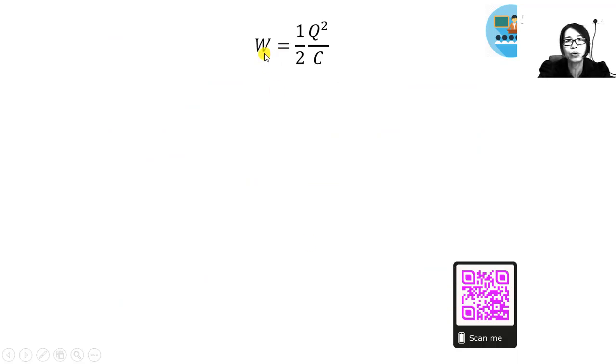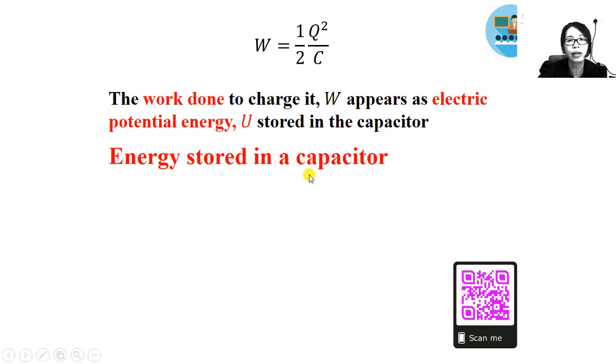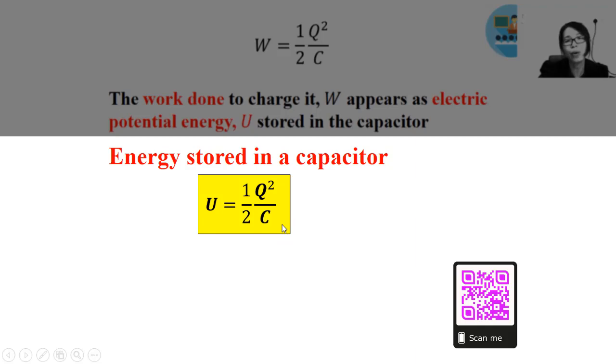The work done to accumulate the charge in the capacitor to a final value of Q will be given by half Q squared over C. The work done to charge the capacitor, W, will appear as the electric potential energy U stored in the capacitor. So the energy stored in the capacitor U is equivalent to W. So we have U equal to half Q squared over C. This is the equation to determine the energy stored in capacitors.